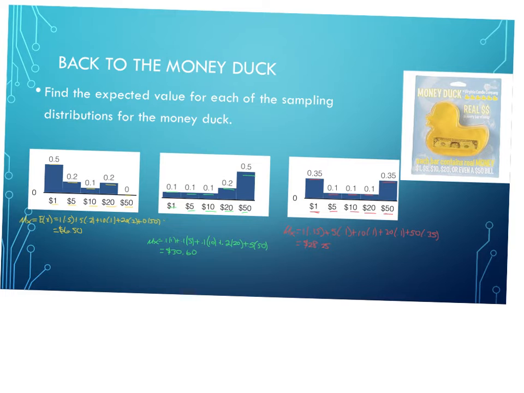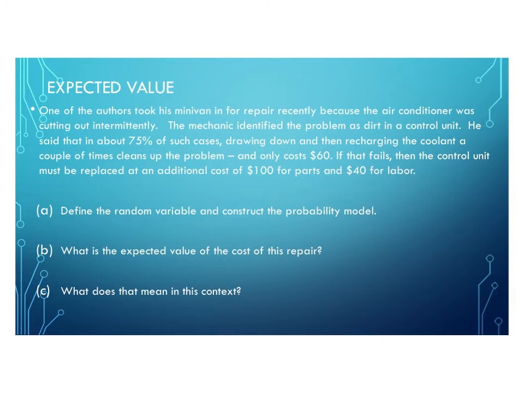Let's look at another problem. Notice we have one of the authors took his minivan in for repair recently because the air conditioner was cutting out intermittently. The mechanic identified the problem as dirt in the control unit. He said that about 75% of such cases, drawing down and then recharging the coolant a couple of times cleans up the problem and costs $60.